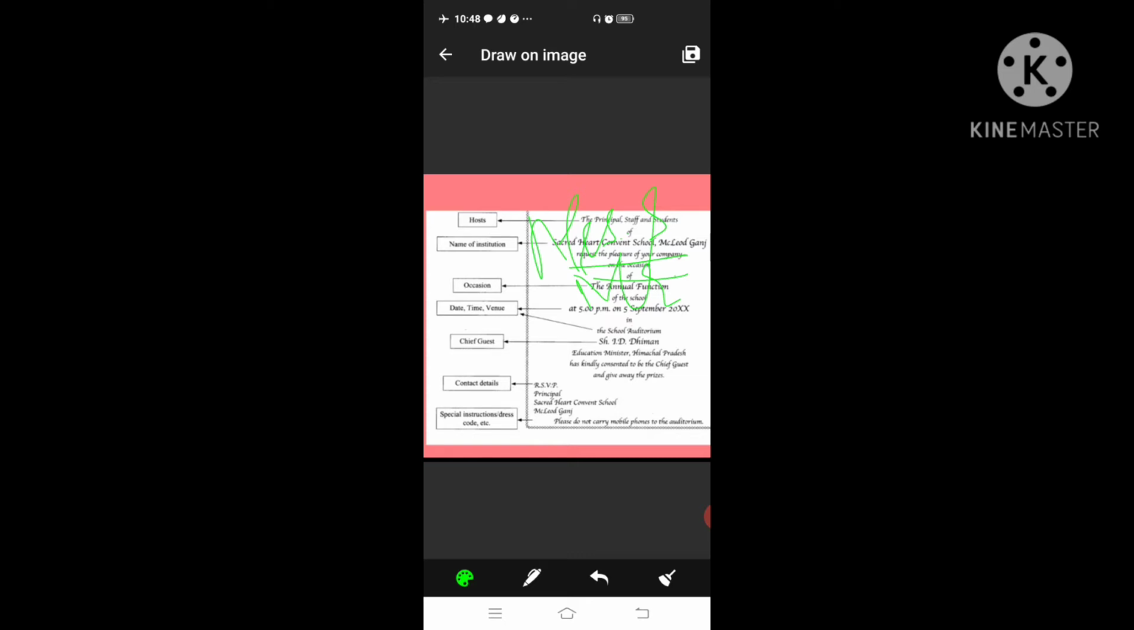Principal, staff and students of Sacred Heart Convent School, McLeod-Ganj, request the pleasure of your company on the occasion of. Which occasion? Annual function. Name of the honorary of the school. Okay. Date, time, venue: at 5 p.m. on 5th September 2020 in the school auditorium. Now everything is mentioned over here.